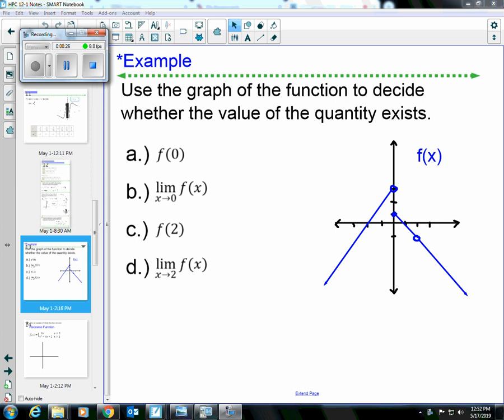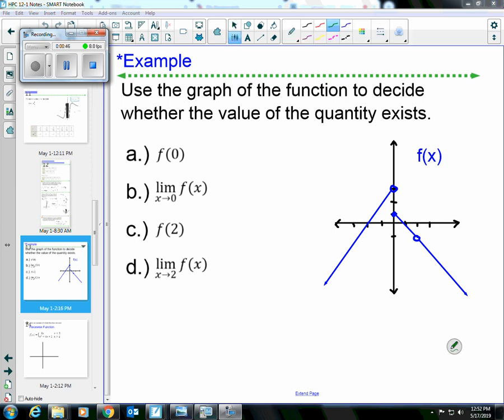So we have this graph, and there's some places of discontinuity, like a jump discontinuity and a point discontinuity. We have a lot of different things going on in this function called f of x. So we're going to use the graph to determine whether the value of the quantity that we're looking at exists or not. So we're going to look at some function values and some limits.